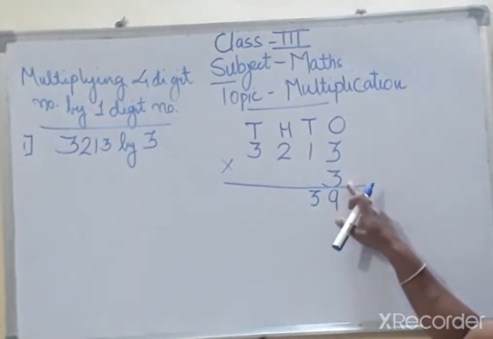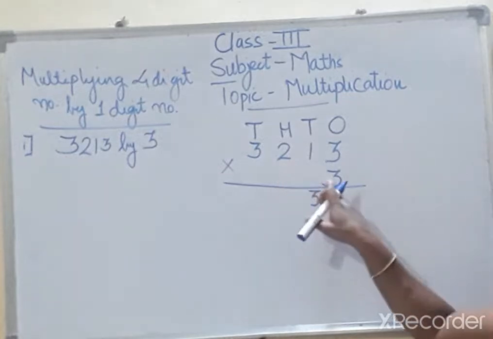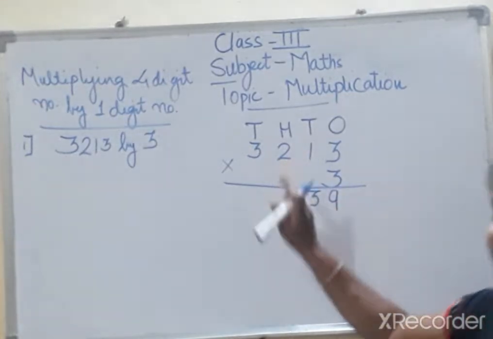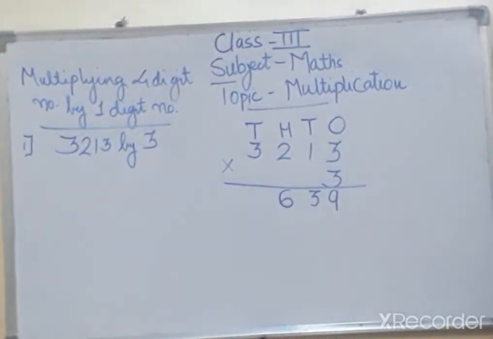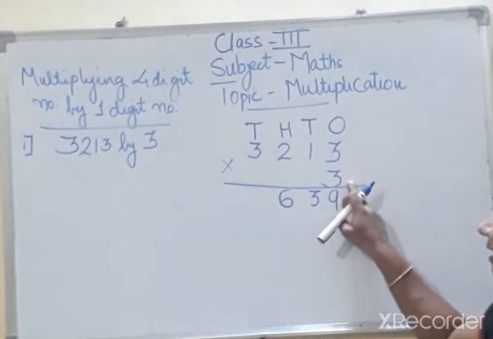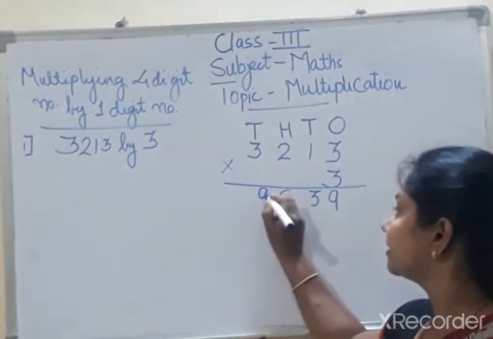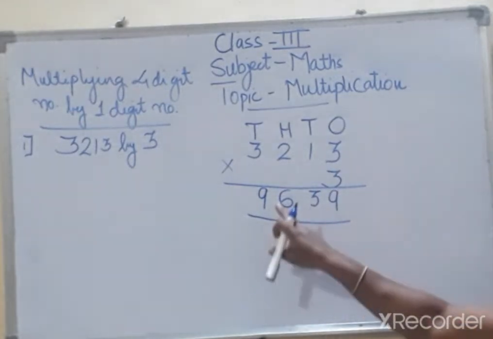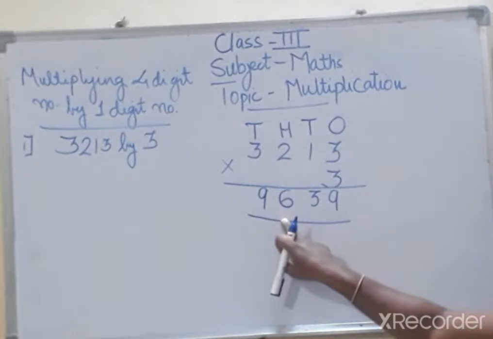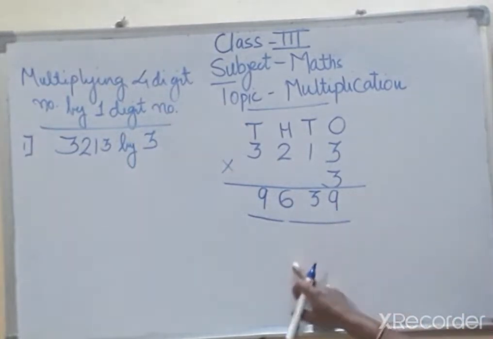Next, multiply 3 by 200. 2 threes are 6. Then write it down in the hundreds column. Then multiply 3 by 1000. 3 threes are 9. Yes. So what is the answer that we got after multiplying the number? The answer is 9639. So in this way you are going to multiply.